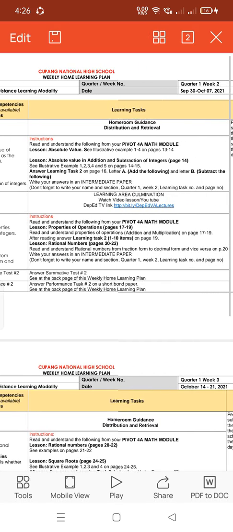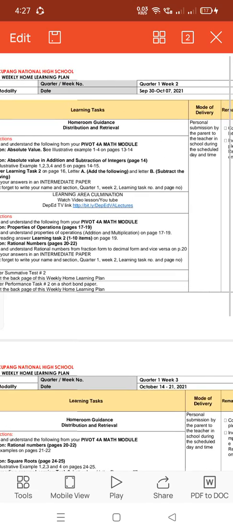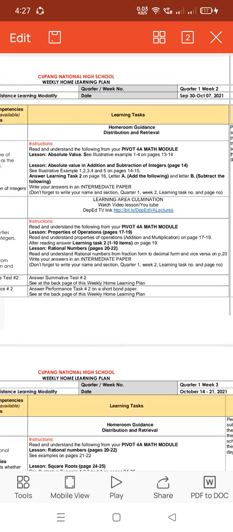Home instruction: read and understand the following from your PIVOT 4A Math module. Lesson about absolute value. See illustrative examples 1 to 4 on pages 13 and 14. Lesson about absolute value in addition and subtraction of integers, page 14. See illustrative examples 1, 2, 3, 4, and 5 on pages 14 and 15.